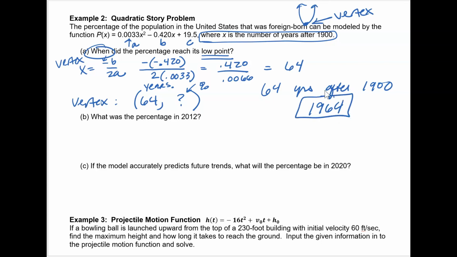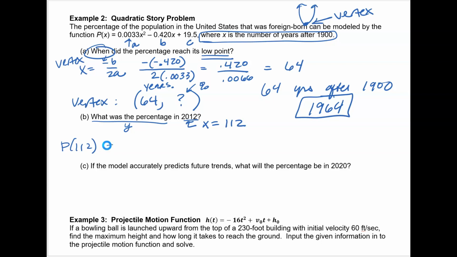So the next one, what was the percentage? We're looking for y in 2012. So we have to figure out, well, how many years after 1900 is that? So from 1900 to 2000 would be 100 years. And then in 2012, that'd be another 12. So this would be like x equals 112. So all this is saying is find p of 112.